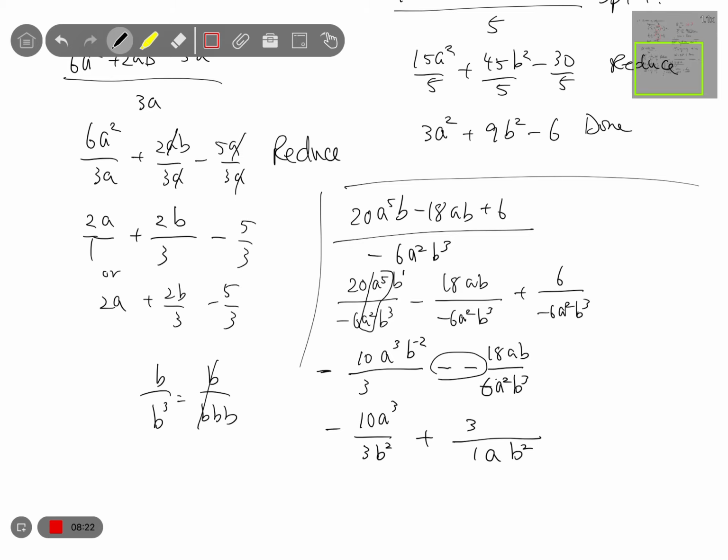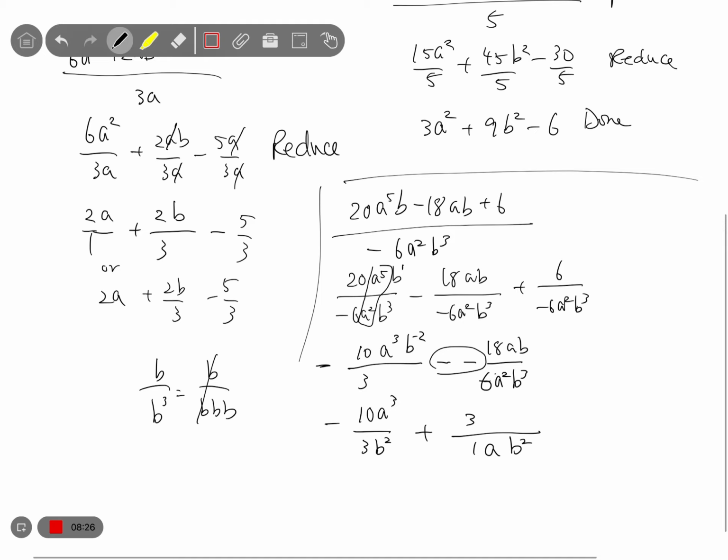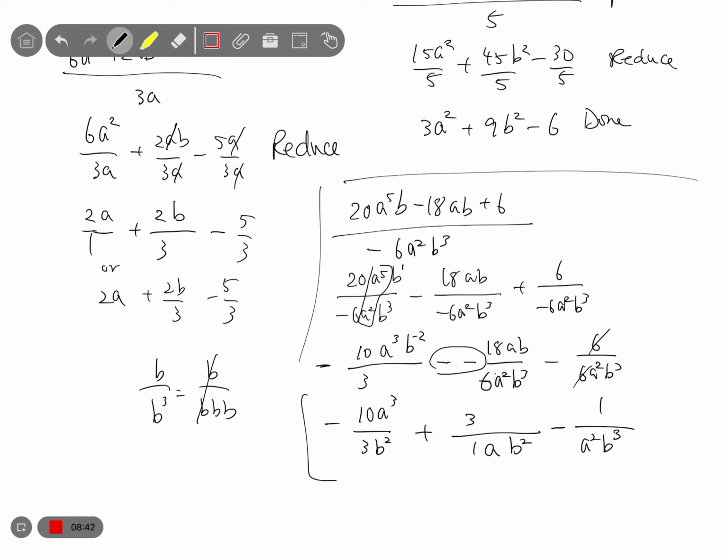Now the third fraction. Again, I'm going to put a negative in the front, so I can write it as a plus negative, or just simply a minus. So minus 6 over 6a squared b cubed. And notice in this case, 6 cancels out. So I have 1 over a squared times b to the power of 3. And that's it. We are all set with that.